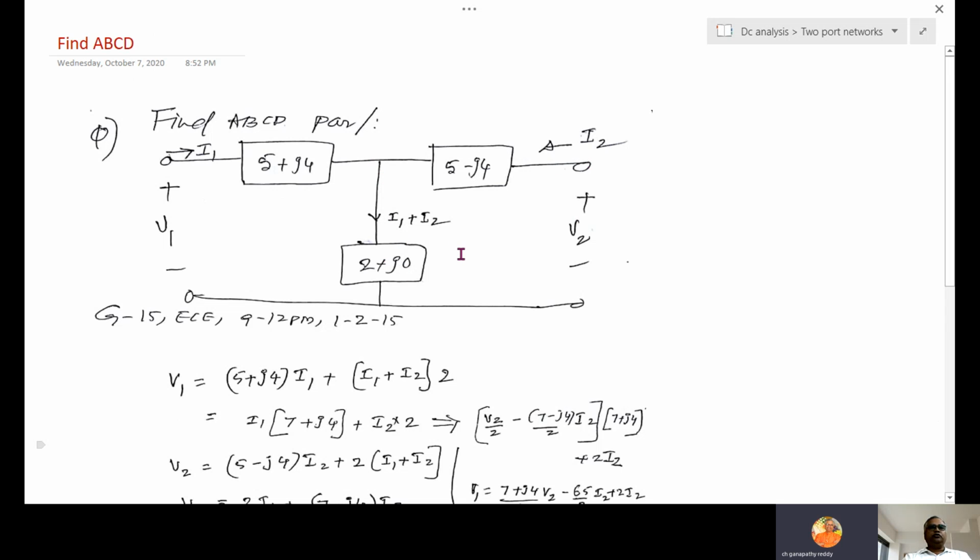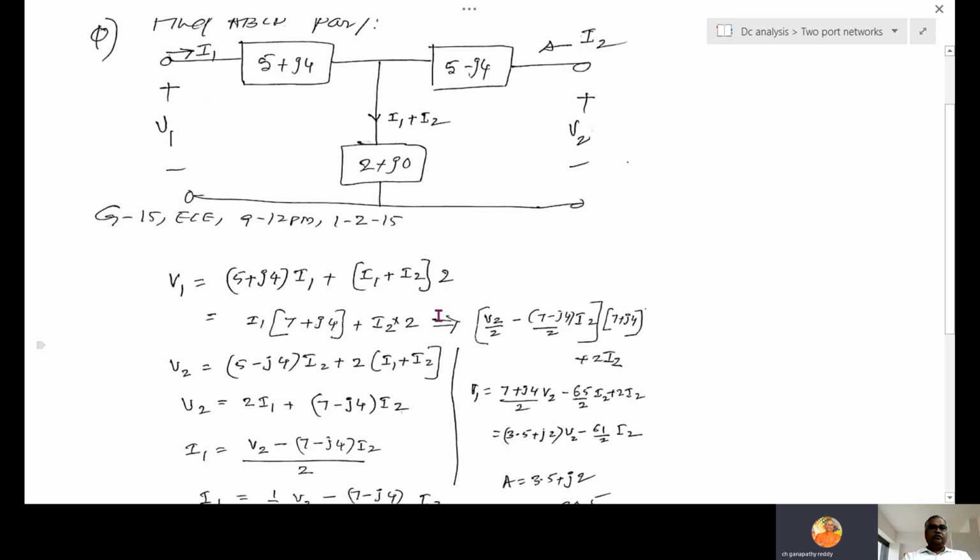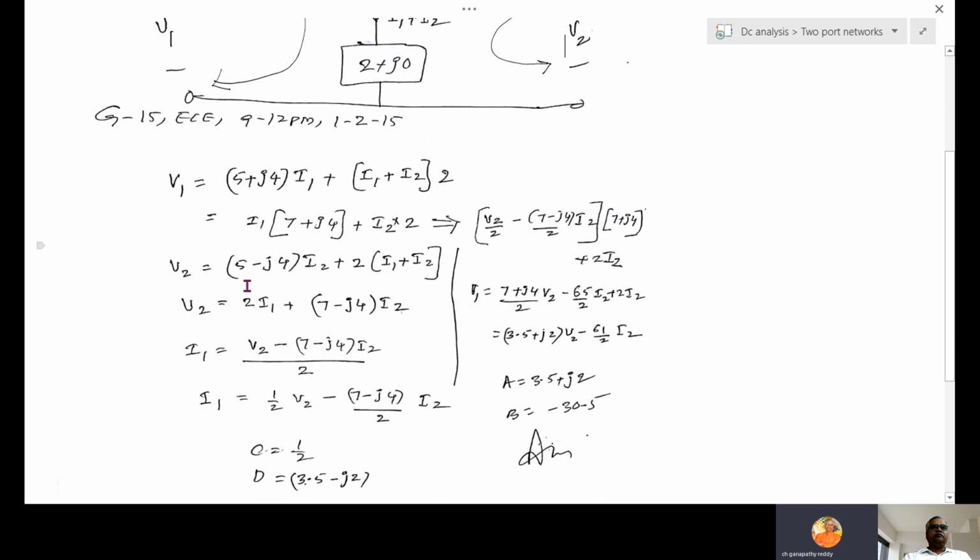The current here is I1 plus I2. So V1 is equal to, just write this equation. V1 is equal to (5 plus j4) into I1 plus (I1 plus I2) into 2. Simplify, you will get this. Then, again write this equation also. Here V2 is (5 minus j4) into I2 plus 2 into (I1 plus I2). And here, further simplify.